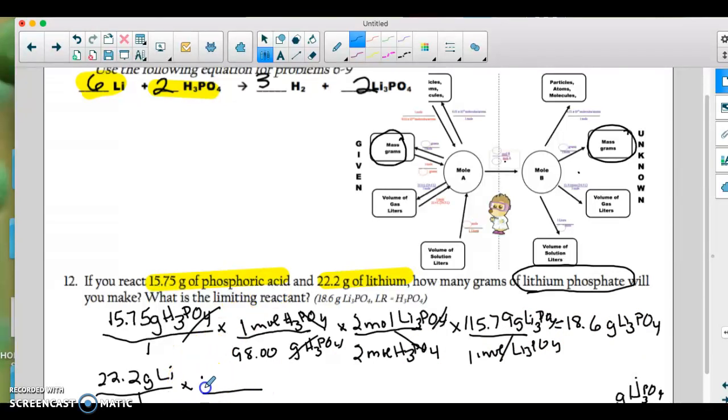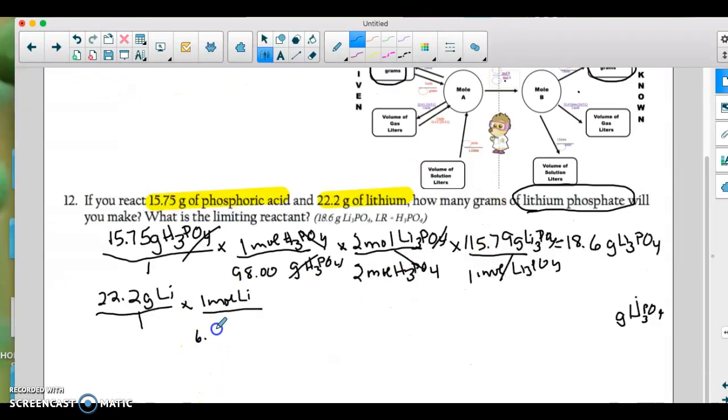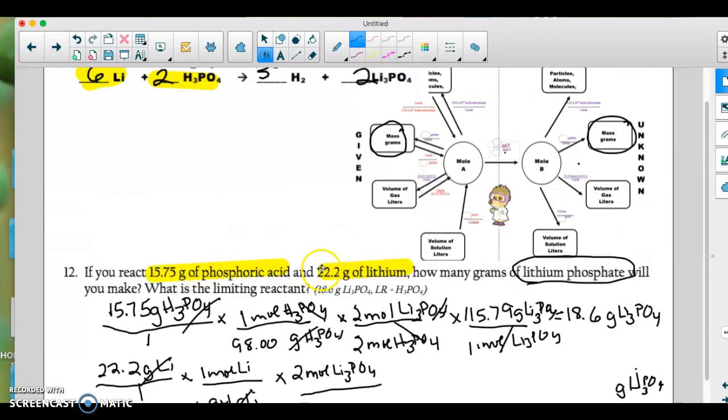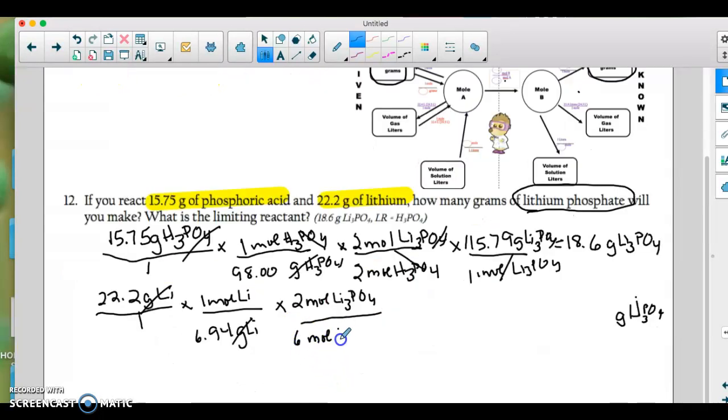So I'm going to take lithium, and I'm going to do the same type of calculation where I'm going to convert to moles first, and then I'm going to do a mole-mole. I still want the lithium phosphate, so I'm going to put that on the top. I'm going to get rid of lithium, so I'm going to use a 6 on the bottom. And then I'm going to go to grams again. The good thing is I can use this step again. I can just copy it. So there's that many grams of lithium phosphate in 1 mole.